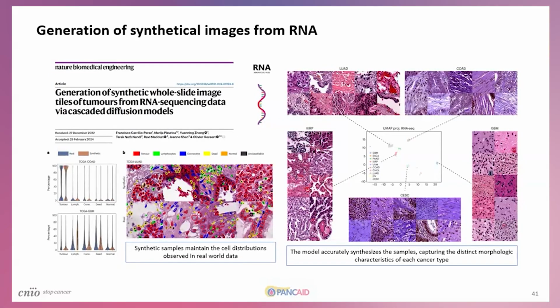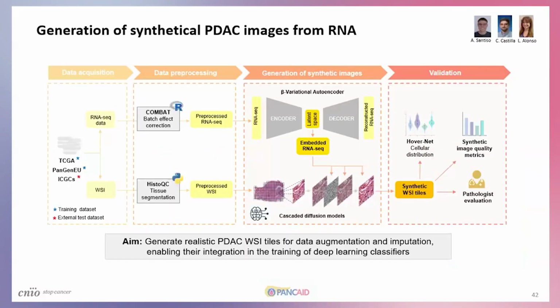There are plenty of studies that are starting to use these diffusion models. This one, for example, is very interesting because it's not generating images from noise, it's generating images from the RNA profiles. Here you can see, in this principal component analysis, how the model is able to recognize and stratify different characteristics of different cancer types, lung, glioblastoma, different ones. But also, if we focus on a specific cancer type, we can compare between real and synthetic data, and the cell distribution is similar. These are very promising results.